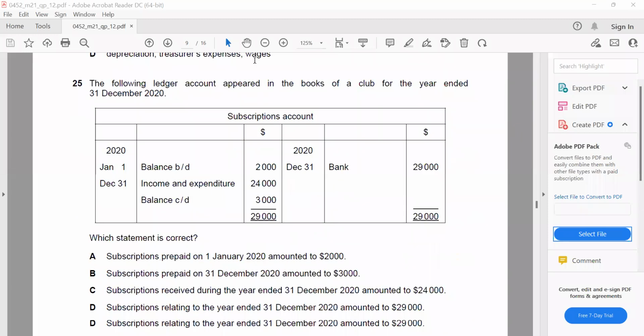Okay, 25. The following ledger accounts appear in the books of a club for the year ended. This is a bank, income statement, and so on. Okay, here, which statement is correct? Prepaid, this is not prepaid. This is the accrued. Subscription prepaid, this one is a liability. Prepayment 3,000, this one is correct. Subscription prepaid is a liability.